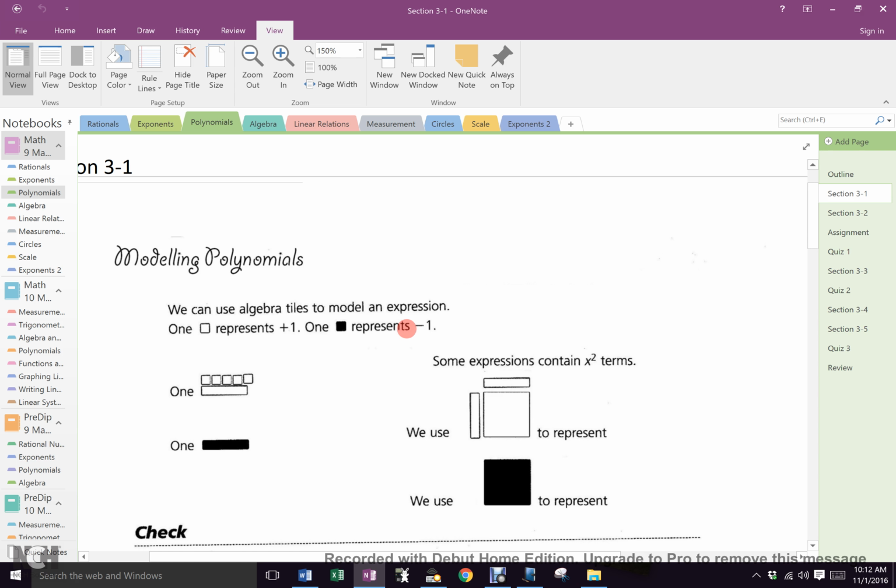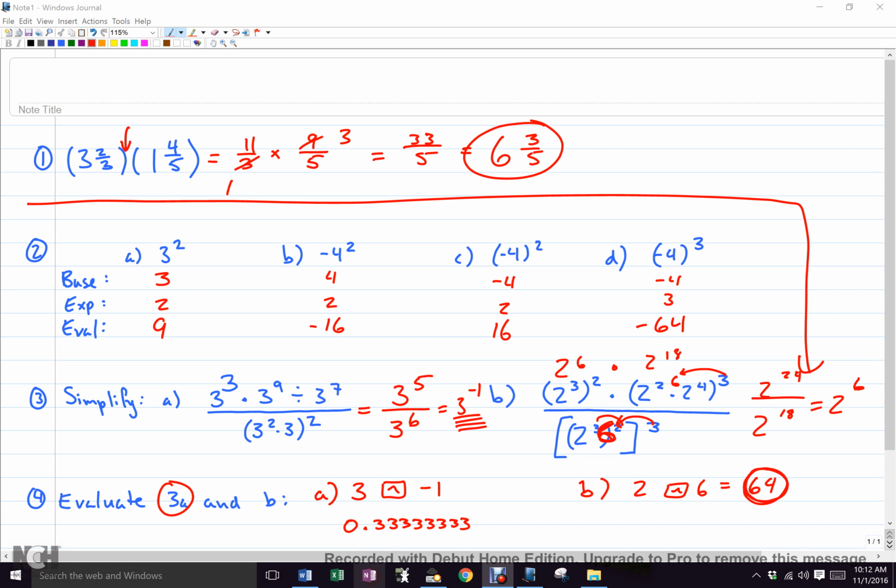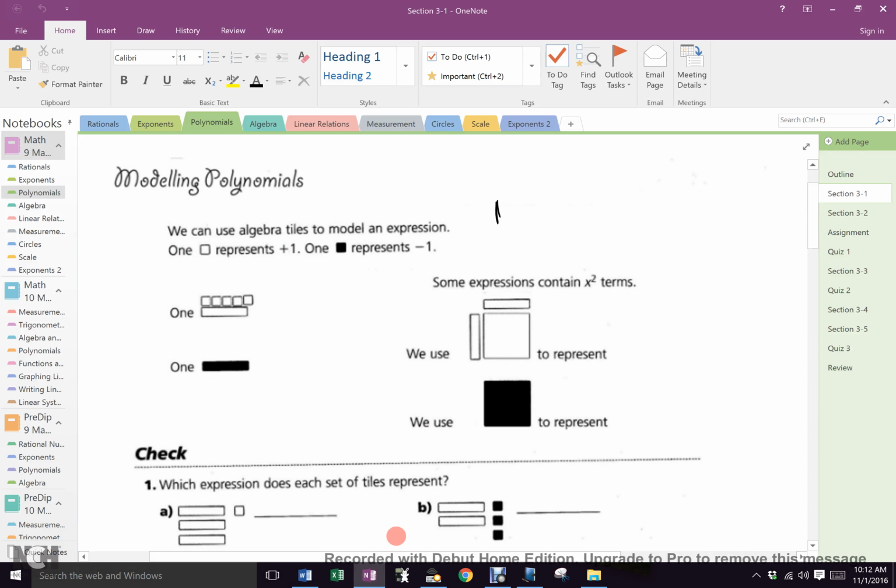Everybody with me? Now there's going to be some terminology I'm going to use for this unit that you guys need to be aware of. One, 2, 3, 4. What have I written there? Numbers. Excellent. And those numbers represent something, don't they? What do they represent?